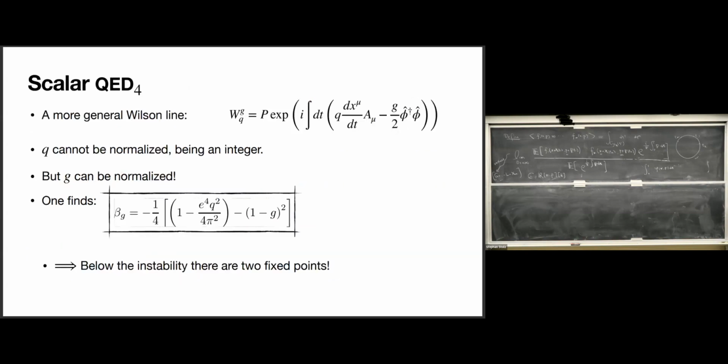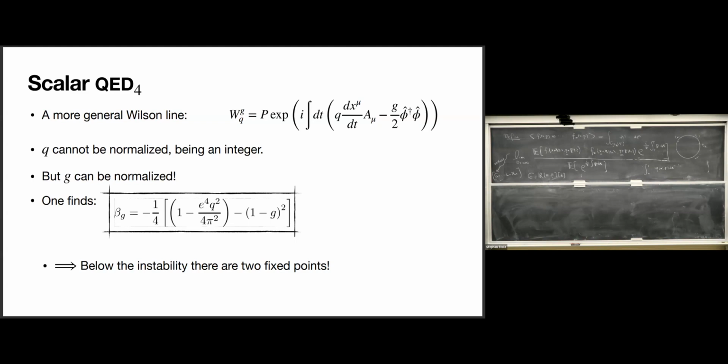It's an interesting question. Okay, so I said that we must consider a more general Wilson line. So this is the more general Wilson line. Q is the charge, G is the coefficient of the phi hat dagger phi hat operator. So this operator becomes marginal on the line, so we added it to the action. Now, of course, Q is the charge, it doesn't get renormalized, but G can be renormalized, and in fact, it does receive corrections. And you can calculate the beta function that we get. And this is exact. This is one of those exact results, valid to all orders.